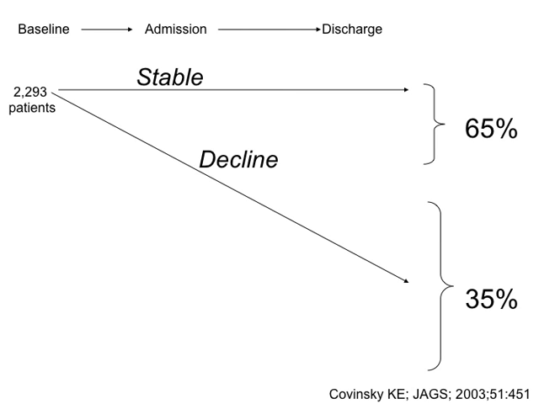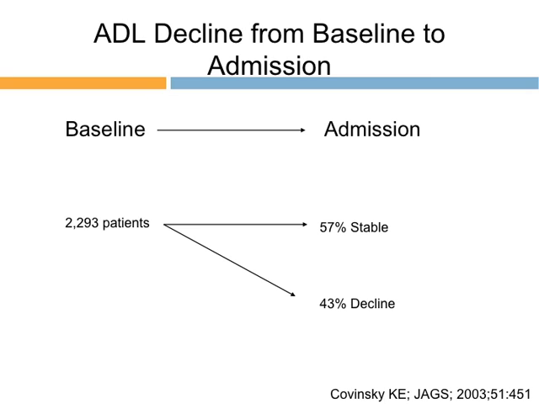So let's think about what's happening over the course of sickness. Let's first talk about what happens from the time somebody gets sick to the time they're admitted to the hospital. We often focus on disability that happens in the hospital, but it's important to remember that a lot of the disabling has happened even before the patient has hit your door. Among these 2,200 patients at the time of admission, 57% were stable in function, and 43% reported that they had worse ADL function than their baseline.